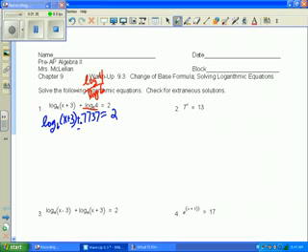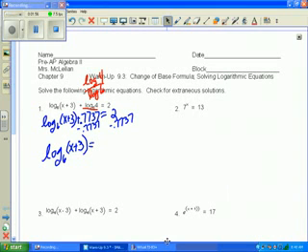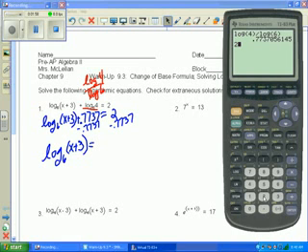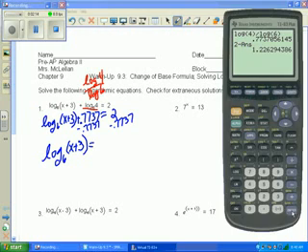Subtract. Good. Subtract this 0.7737 over. And so I have log base 6 of x plus 3 equals whatever that is. So I'm going to figure out that's 2 minus the answer from up above. And that gives me 1.2263.